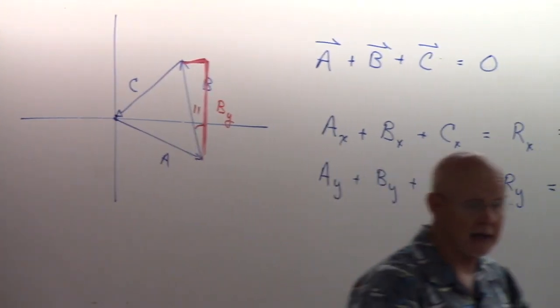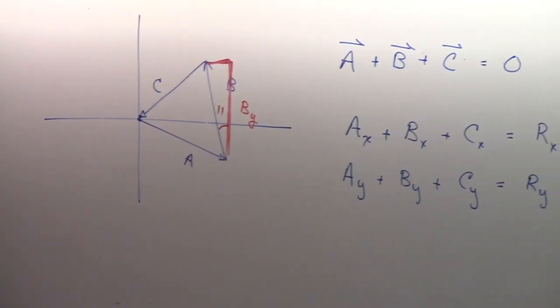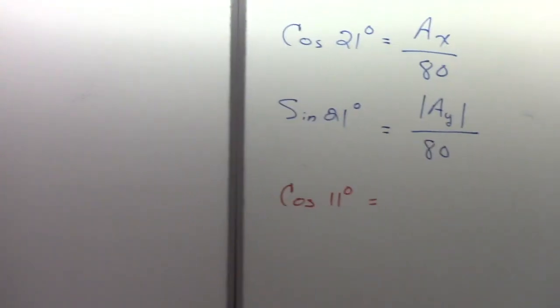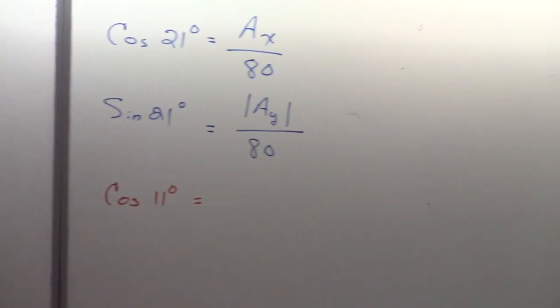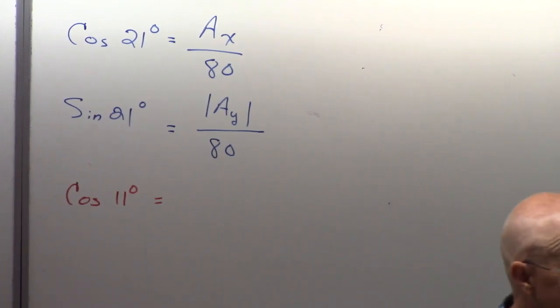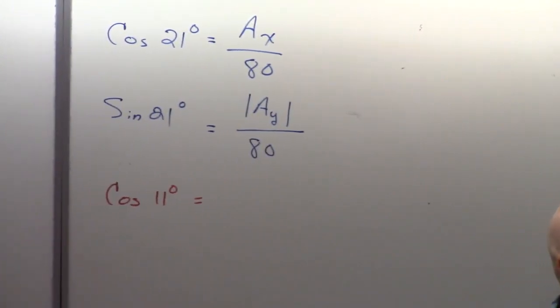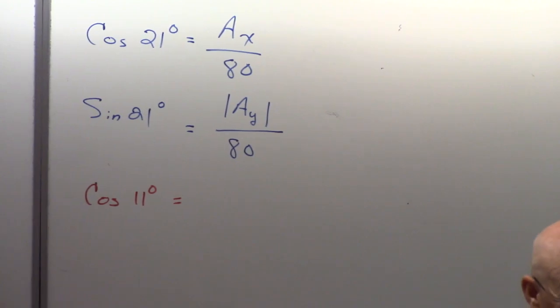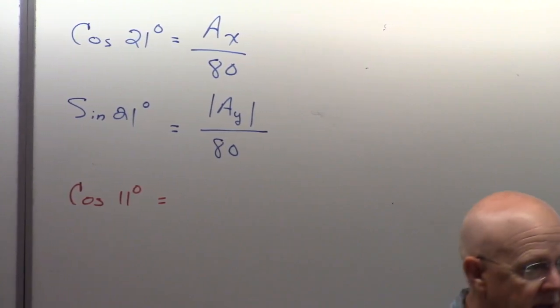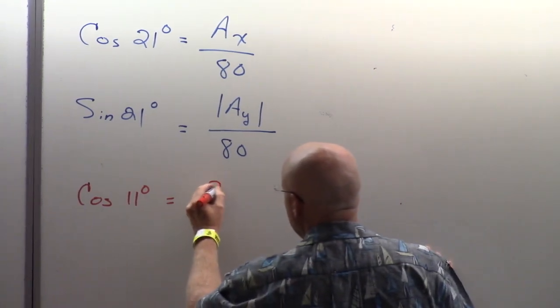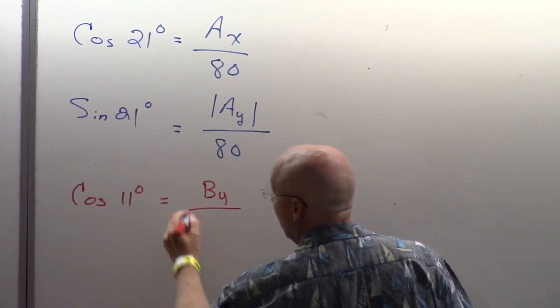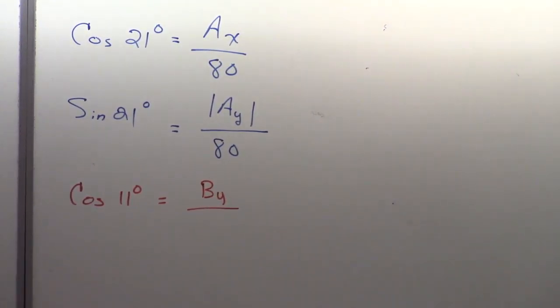And what you were getting at is we could switch it from 11 degrees to what's 90 minus 11? 79 degrees. And instead of using then the cosine of 11, we could do the sine of 79. But I'm going to put here BY over its magnitude. So what's the magnitude of this one? 105?